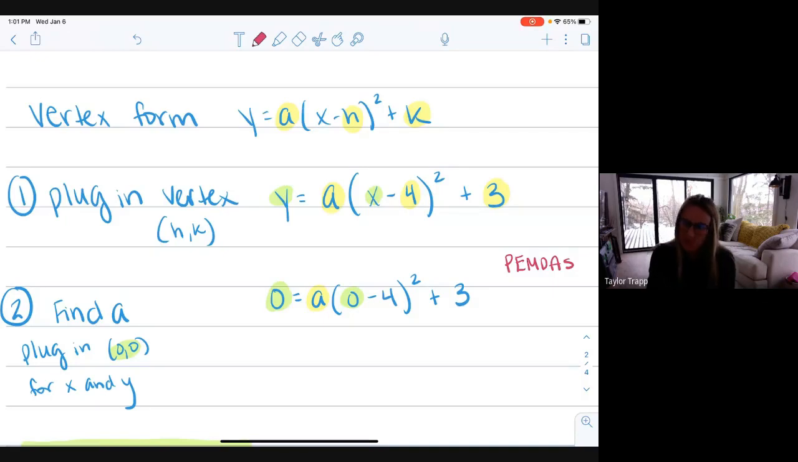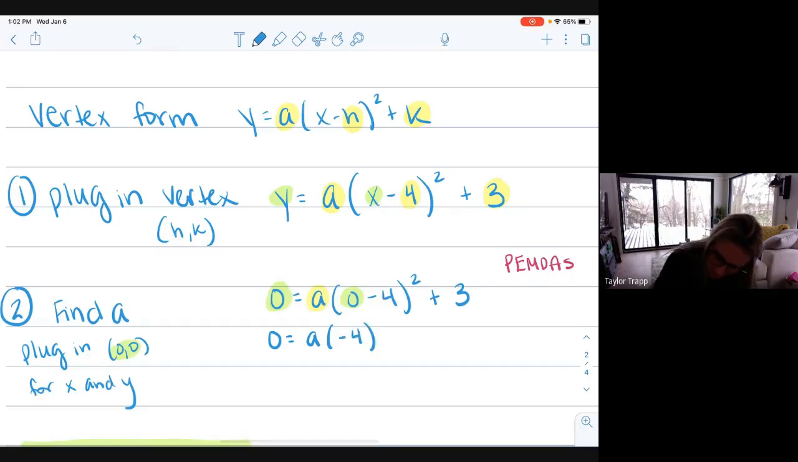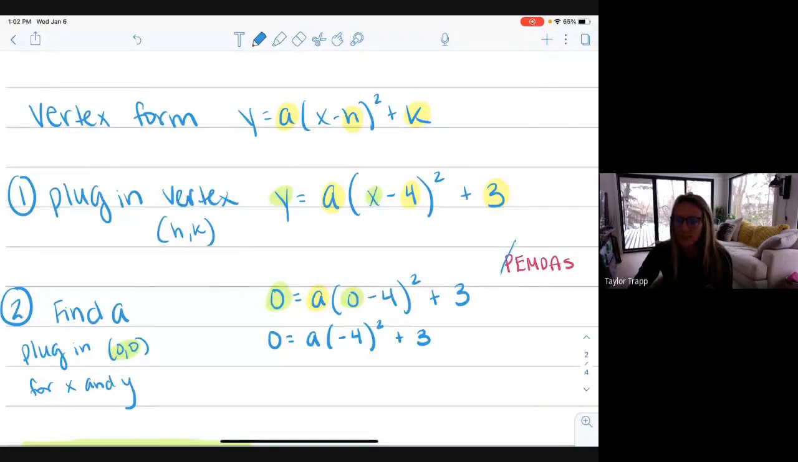So PEMDAS tells us we need to look at any parentheses first. Do we see parentheses? Yes, there are parentheses here. So I'm going to do what's inside the parentheses, and that says 0 minus 4. 0 minus 4 is negative 4. Okay. Then PEMDAS tells us next that we need to look for any exponents. Are there exponents? Yes. We've got negative 4 squared. So negative 4 times negative 4 is a positive 16. So I'm going to rewrite this.